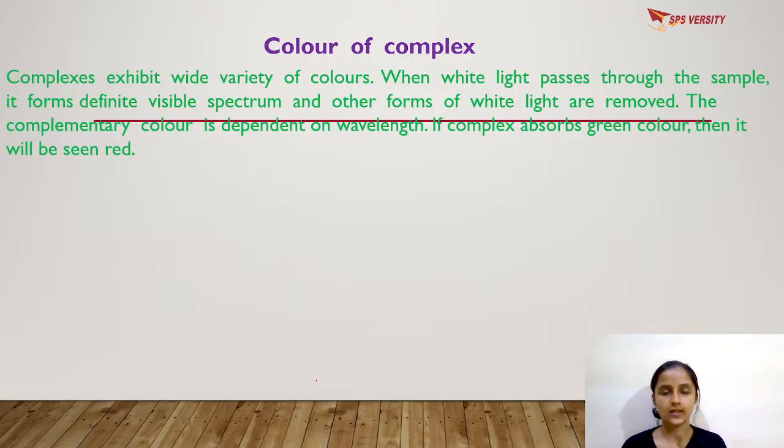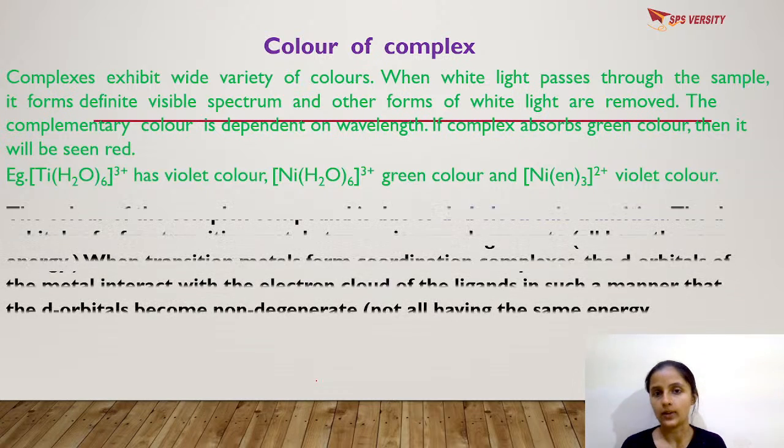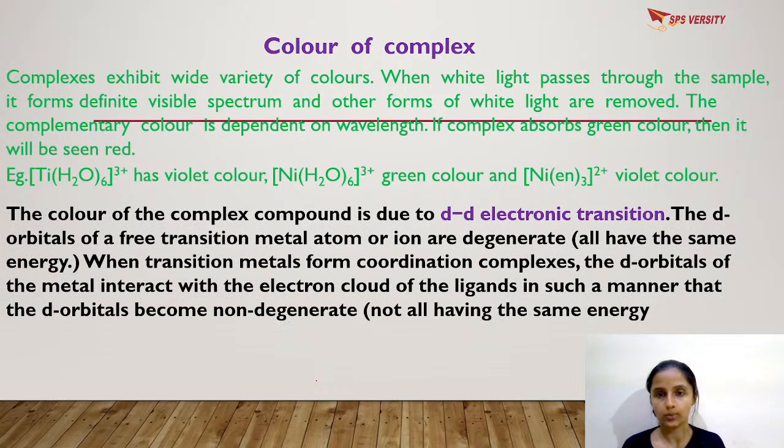Then we are going to see the color of the complexes. Most of the coordination complexes are colored, because when you pass visible light, which consists of 7 colors, you know that, through the sample, some of the components are absorbed by that complex, and the complementary color is observed. So it depends on what type of wavelength or color is absorbed by the complex. If the complex absorbs green color, it is going to appear red. For example, you have that color chart where you plot the circle, and you find which is the complementary color.